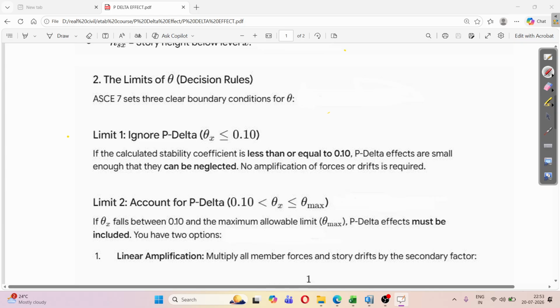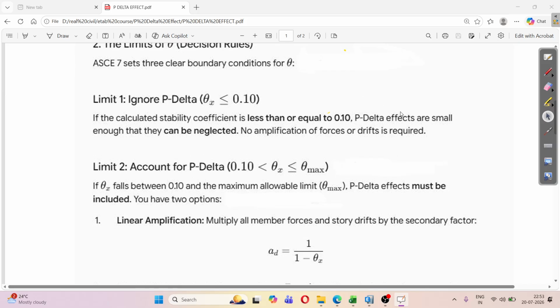First condition is that our theta x, which we have calculated from the above formula, is less than 0.1. Then you can ignore the P delta. That means there is no need to consider the P delta effect, or it is small enough that it can be neglected. So no amplification of the force or drift is required. Whatever results are there, you can accept as they are without running the P delta case or amplifying the results.